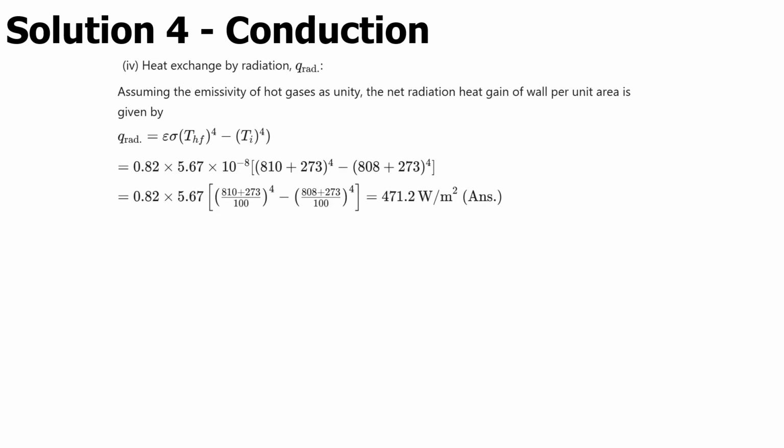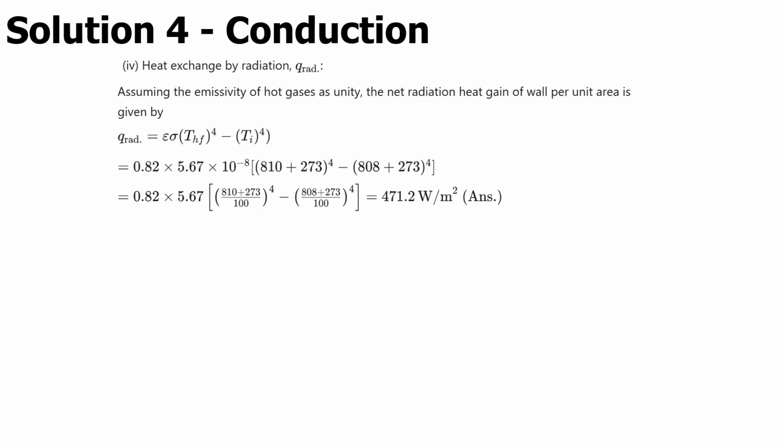Moving on to part 4, we'll calculate the heat exchange by radiation, QRAD, between the hot gases and the inside surface of the furnace wall. Now, assuming the emissivity of the hot gases as unity, the net radiation heat gain of the wall per unit area is given by the formula emissivity times sigma times the difference of the fourth power of the hot fluid temperature and the inner surface temperature. So substituting the values accordingly and calculating, we get a value of 471.2 watt per square meter.